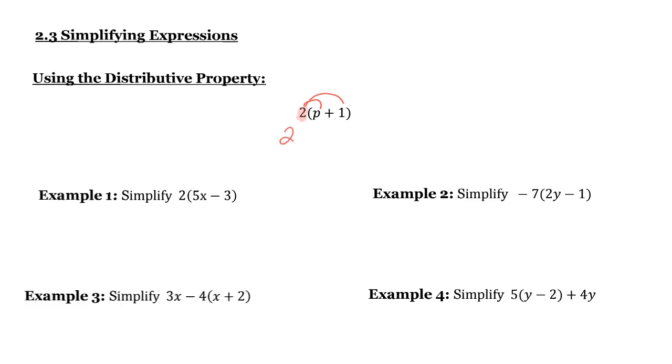So this becomes 2 times p plus 2 times 1. And then we would simplify that, and 2 times p is 2p, and 2 times 1 is 2. And it's a plus sign because there's a plus sign in here. If this was a minus sign, these would both be minus signs. And then, in theory, if we had like terms in here, we would be combining them, but we don't.